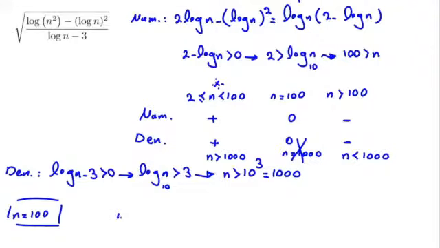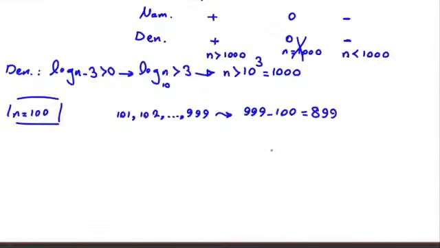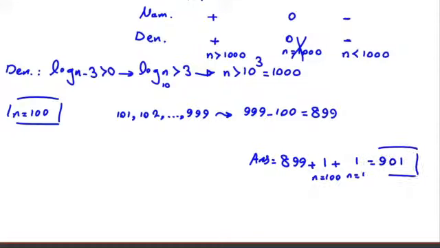So we can have 101, 102, up to 999, strictly less than 1000. So it will be 999 minus 100, which is 899. Then add n equals 100, which was good, and n equals 1. The answer will be 899 plus these two cases, n equals 100 and n equals 1. So the answer will be 901.